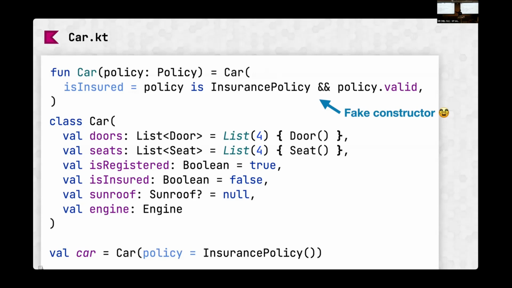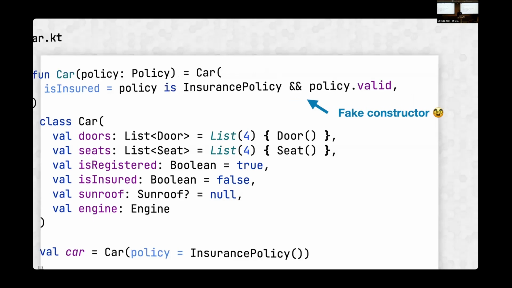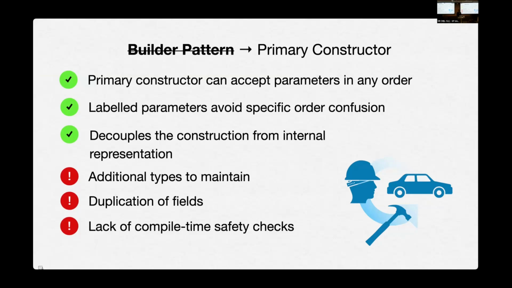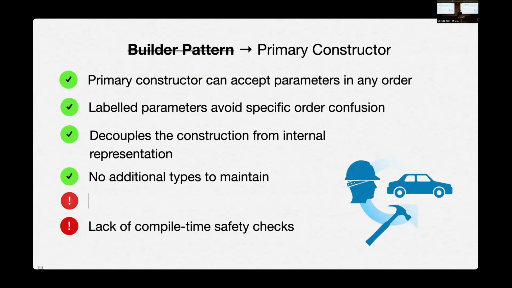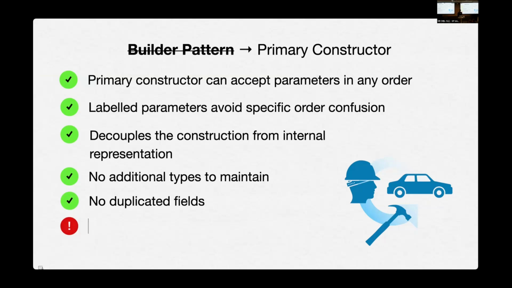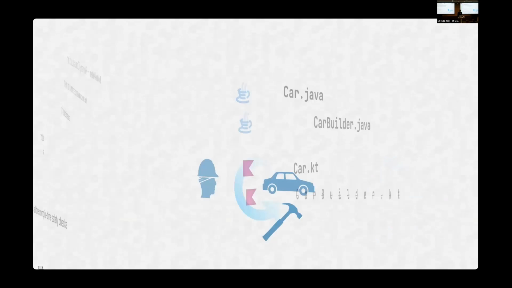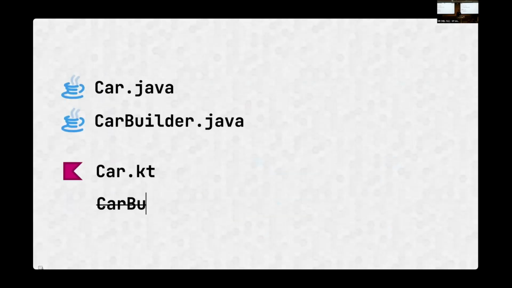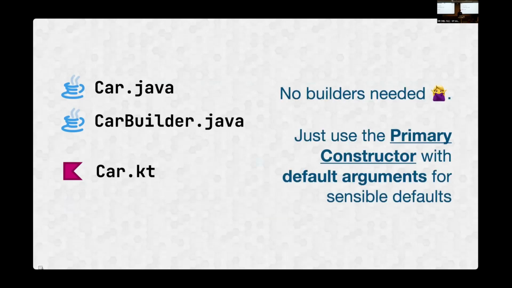But what this will do is completely decouple the internal representation from its construction, which is what the builder is for. So by just using the primary constructor, I managed to solve the problem of the additional type. You no longer have that additional constructor type. You no longer need to duplicate all the fields, and you also saved yourself some compile time safety. So when you're writing in Kotlin, you don't actually need to rewrite the car builder classes or any builders for that matter. You can just use the primary constructor with some default sensible values.